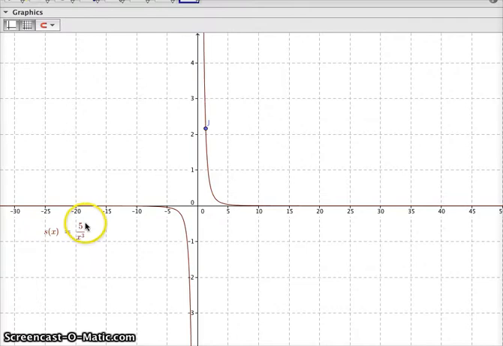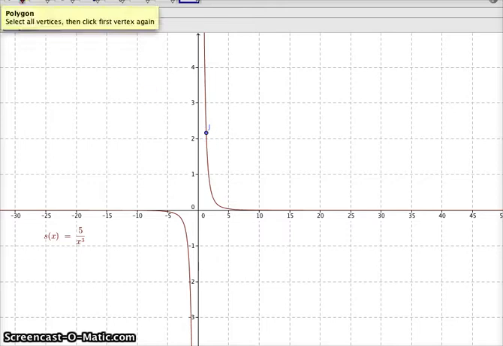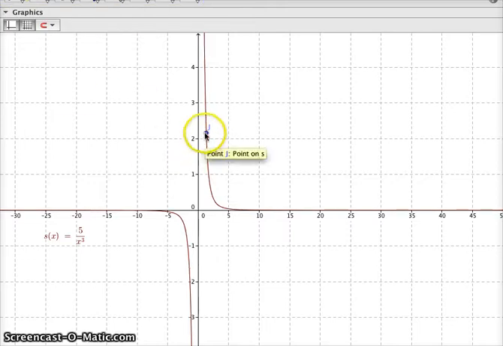Here's another example. I have 5 over x cubed. And again, as x approaches infinity, what does the graph do? It seems the behavior of the graph is going to y equals 0. It doesn't seem to reach y equals 0. And going to negative infinity, the function also seems to go to 0.